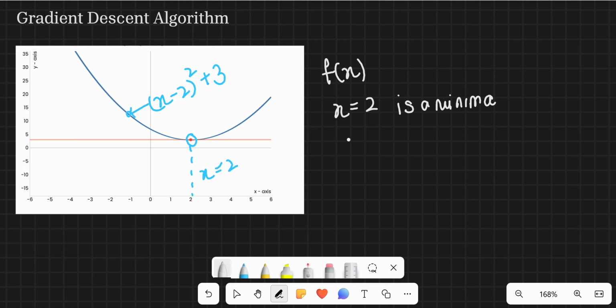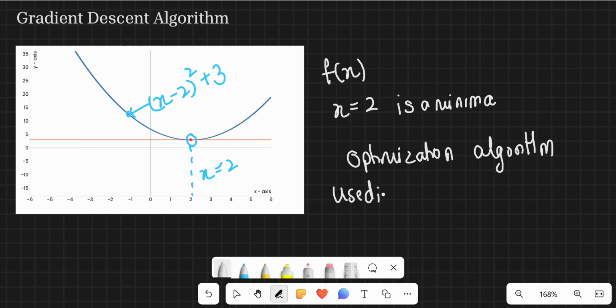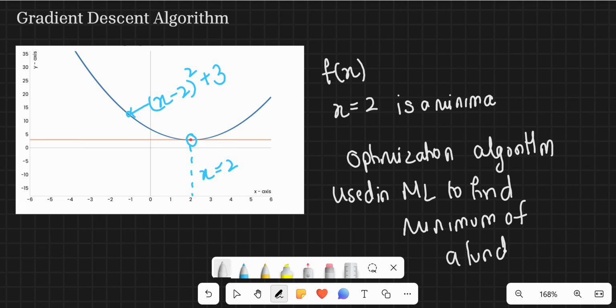So, gradient descent algorithm is a fundamental optimization algorithm used in machine learning to find the minimum of a function. So there are many such applications in machine learning that we will look at later on that require us to find the minimum of a function. So gradient descent is one such algorithm that helps us do that.